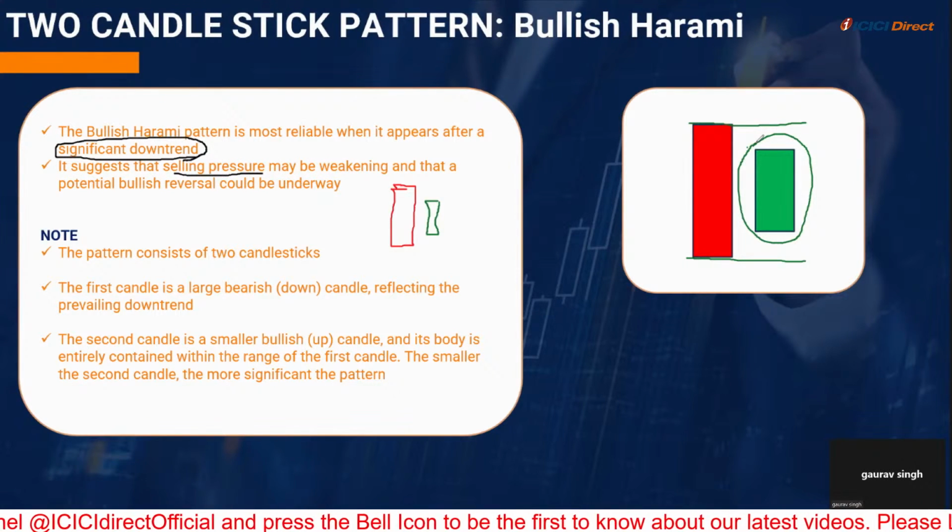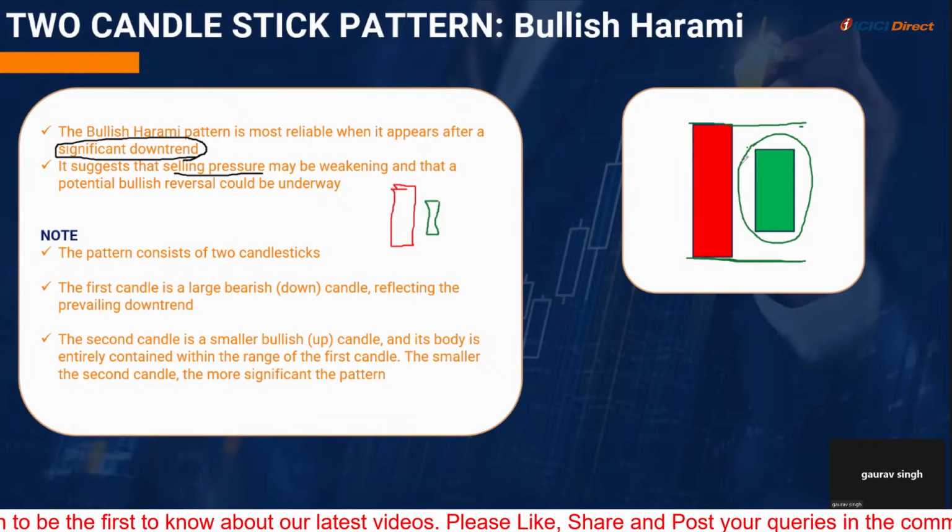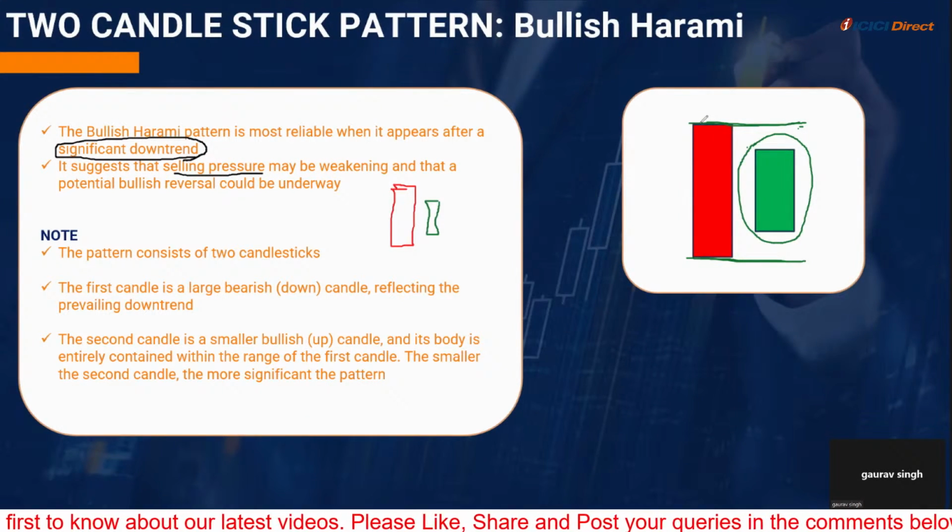Is this clear? The first condition is there should be a significant downtrend. If there is a significant downtrend, you'll have to spot a big red candle. And the second candle of this pattern, that body should be between the open and close of the previous candle. It should look like this. Is this clear? Can you see this representation? Perfect. So this will indicate that a bullish Harami is being formed.